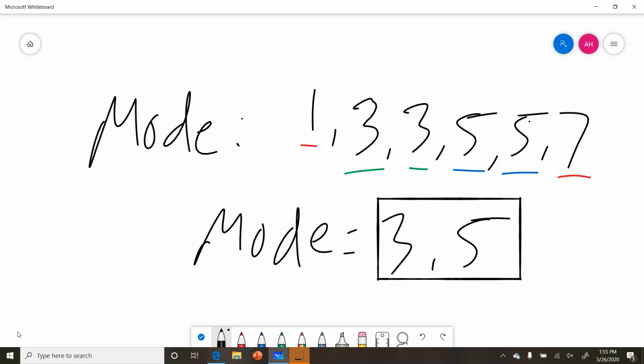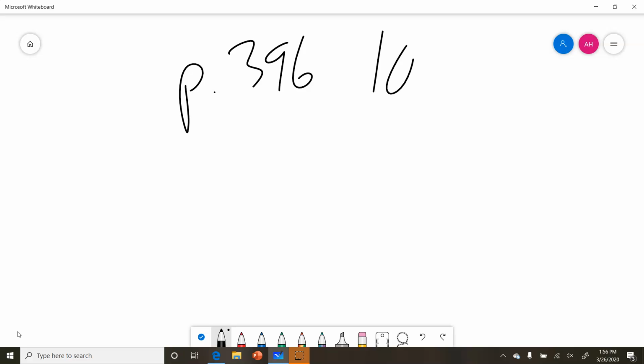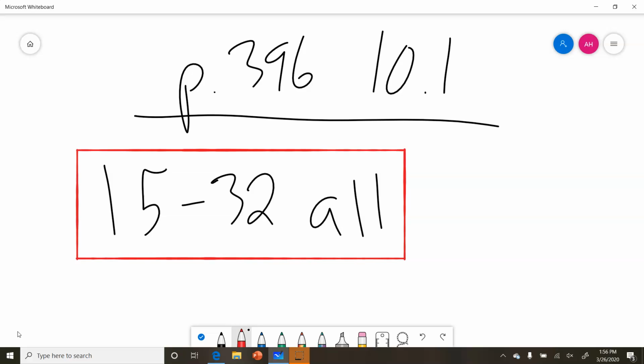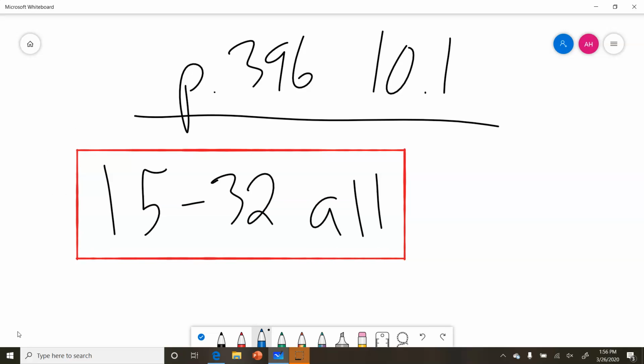Okay, so that is our first lesson. That is review. Here's the homework that I want you to work on. This is page number 396, 10.1. The homework that we're going to be doing is numbers 15 through 32 all. Okay, so not too many problems. It should be pretty easy. We talked about this in class for a lot of days. So please email me, text me something.